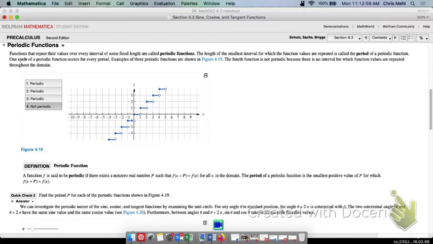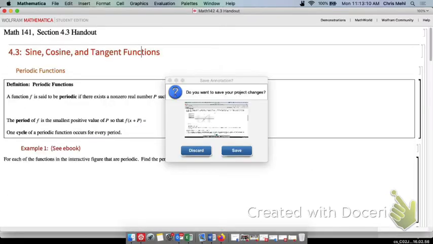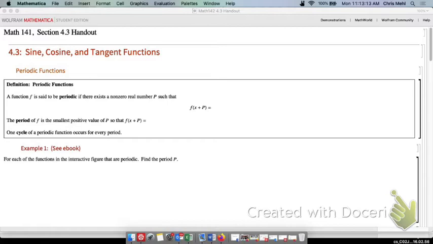Okay. So let's take a look now at the definition. Sine, cosine, and tangent are what are called periodic functions. A function f is said to be periodic if there exists a non-zero real number p such that f of x plus p has the same value as just f of x. So by adding p to the input, the value of the function does not change. And we saw this with sine and cosine in the previous section.